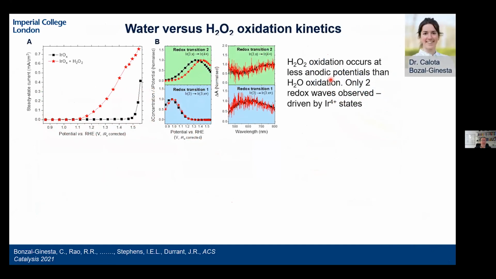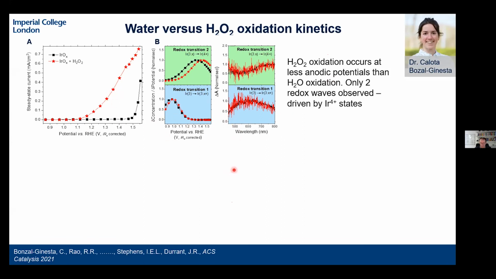We can compare that acceleration for water oxidation to what we observed for hydrogen peroxide oxidation. That's also an interesting process. It's kinetically and thermodynamically much easier. And so you can see here that if you add hydrogen peroxide to your solution, then the current turns on much earlier because now we're oxidizing hydrogen peroxide, not water. Indeed, we only now see the first 2 oxidation waves with the hydrogen peroxide, because you don't need the third redox wave, the iridium 5 states, to drive the water oxidation. But the first 2 waves look pretty much the same with and without the hydrogen peroxide.